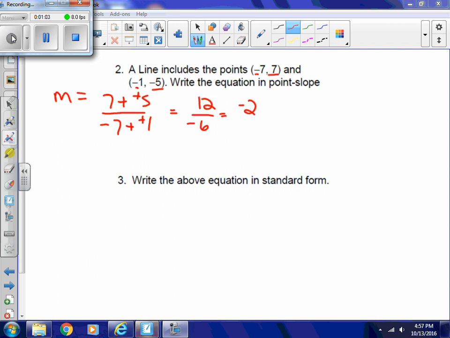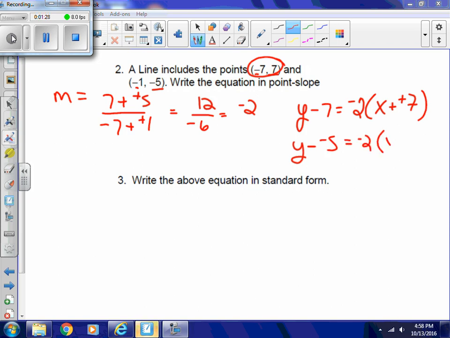We can choose either point. I'll choose the first one. And we've got y minus 7 equals negative 2 times x minus a minus 7. But we can fix that. That's really plus 7. If we had chosen the other point, we'd have y minus a minus 5, which equals negative 2 times x minus a minus 1. Again, we will turn our minus a minus into plus a positive, and you could clean that up, but you know what I'm going for.